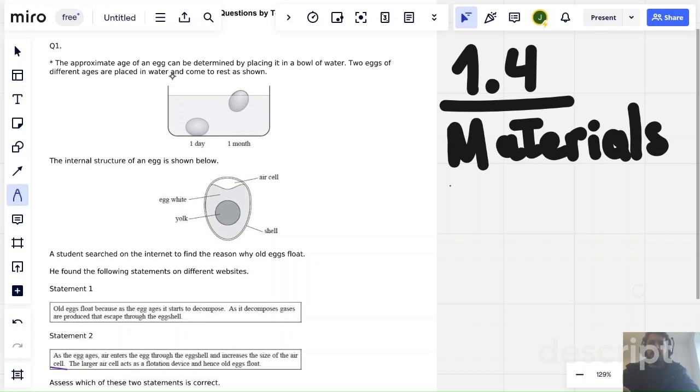The approximate age of an egg can be determined by placing it in a bowl of water. Two eggs of different ages are placed in water and come to rest as shown. The internal structure of an egg is shown below.